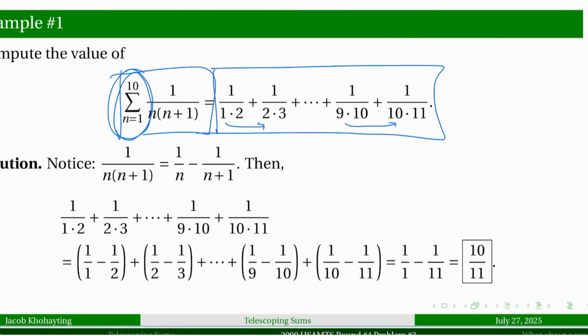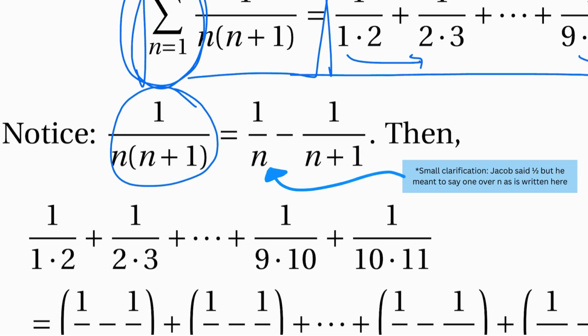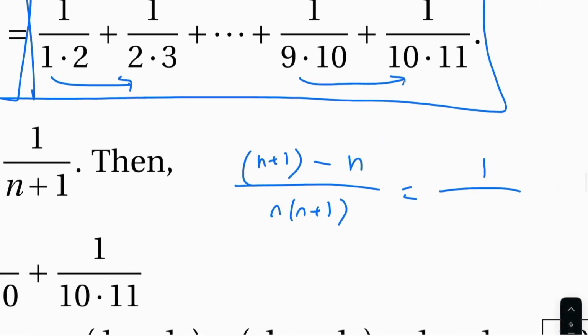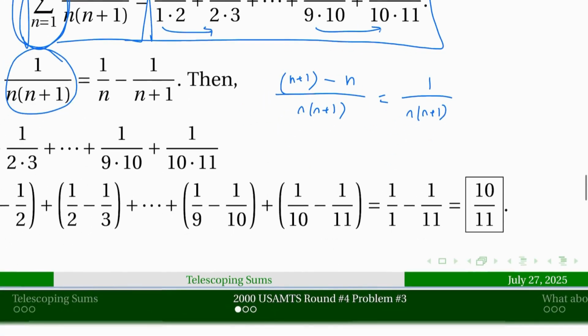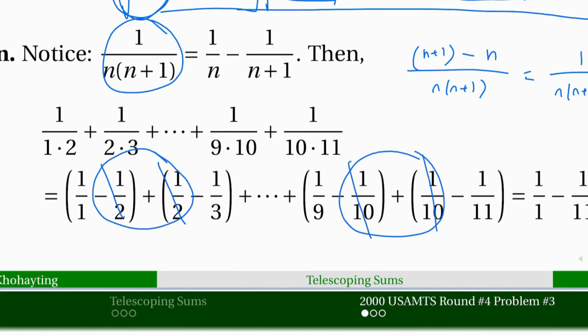The way we can do that is by noticing this: 1 over n times n plus 1 can be simplified into 1 over n minus 1 over n plus 1. That's because you can just find the common denominator of n times n plus 1, subtract, and then you get this. The numerator is 1, so it becomes something very nice. And this is very helpful because notice that they can all cancel out. These two cancel out, these two cancel out, and everything in the middle will cancel out. I don't have all the numbers listed out, but everything will cancel out.